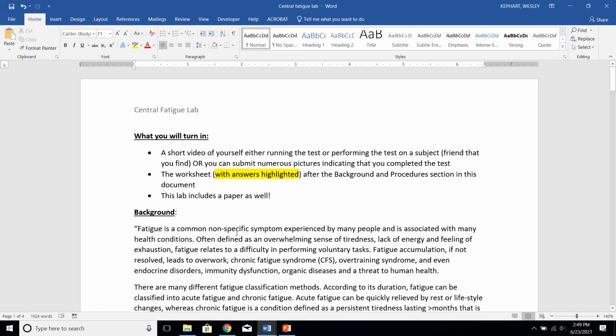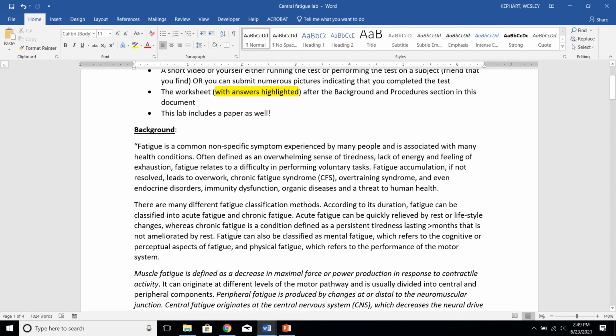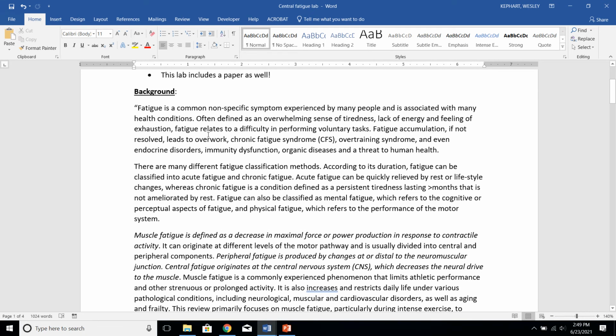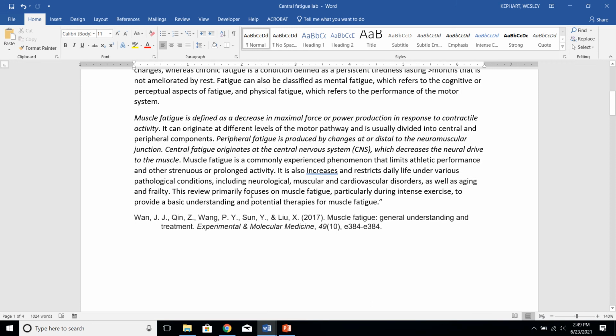So let's go and look at a few of these things. I included within here a lot of things that I do think that you ought to read or that you should check out. So this right here, background, just what fatigue is. This is the introduction from this paper right here, Muscle Fatigue, General Understanding and Treatment.